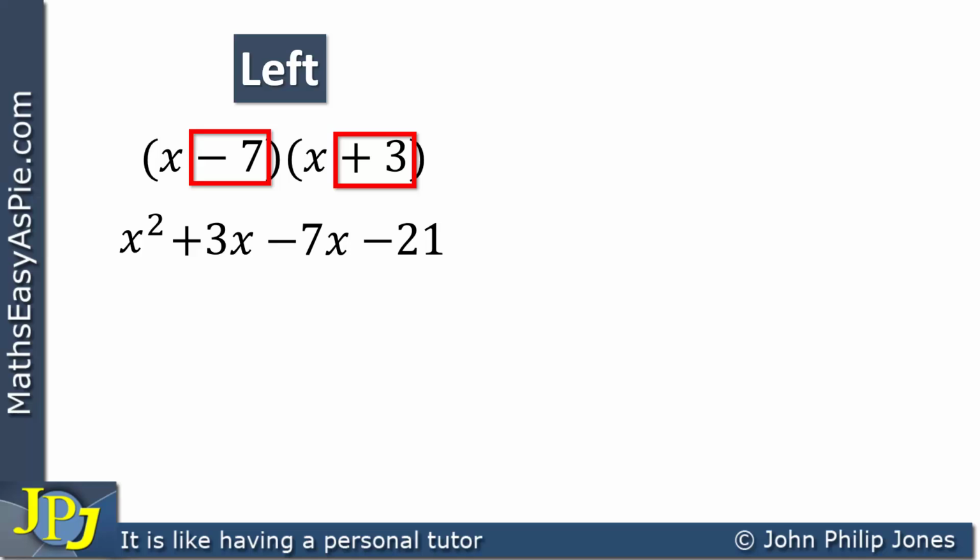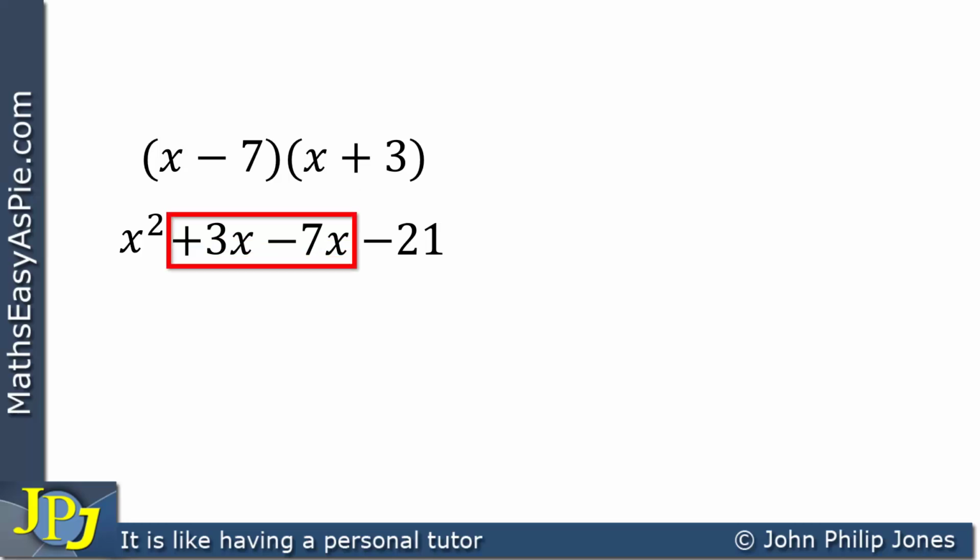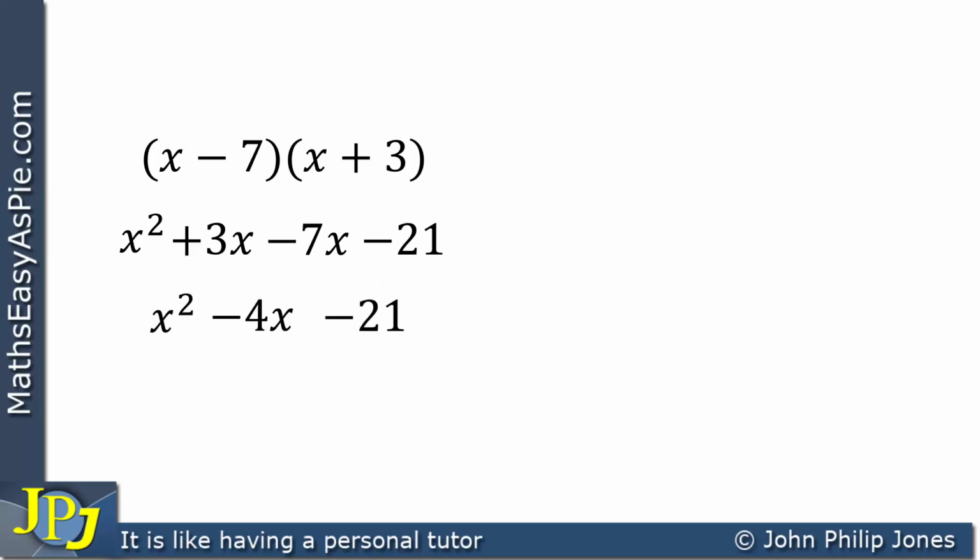We then turn our attention to like terms, which we can see as the plus 3x and the minus 7x. This will give us minus 4x. You then bring down the x squared and the minus 21, and we can see that we achieve the expansion here by using the FOIL method and simplifying by collecting the like terms, as you can see in the example above.